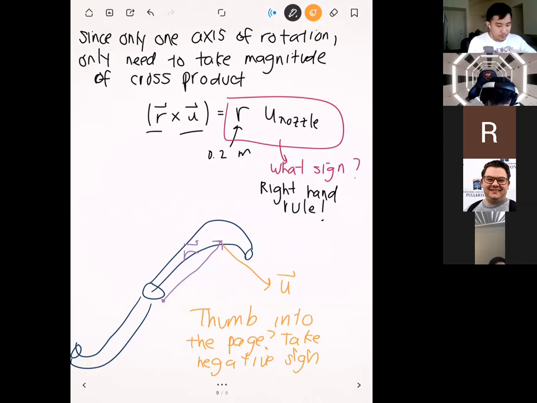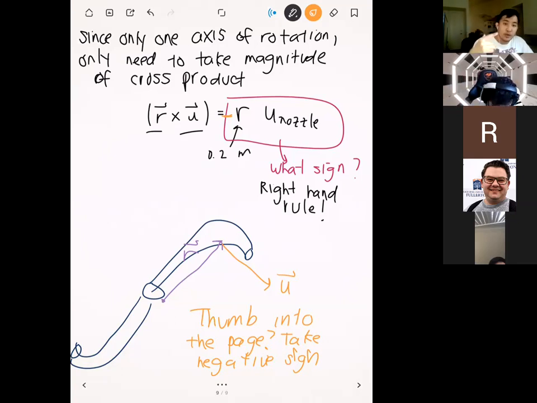And so in this problem, we're going to take a minus r times u nozzle. Okay. All right. Any questions on that? Yeah. So when the thumb is pointing out of the page, that'd be positive, right? Correct. Yes. Mm-hmm. Yeah.